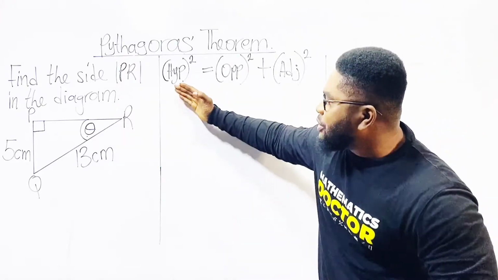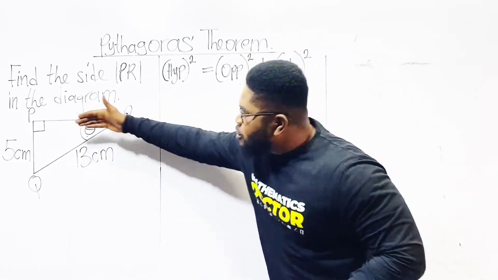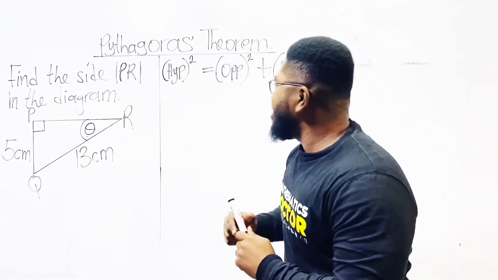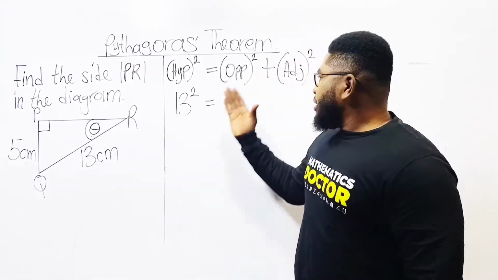Now, which one is our hypotenuse? The 90 degrees points here, and this becomes our longest side. So since the 90 degrees points here, 13 becomes the hypotenuse. So QR is the hypotenuse. So 13 squared is equal to, now the opposite.